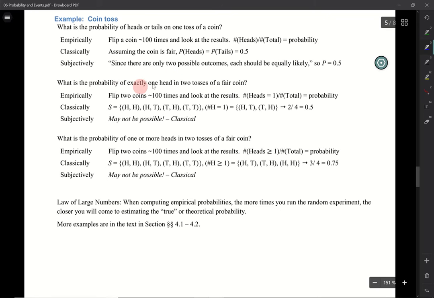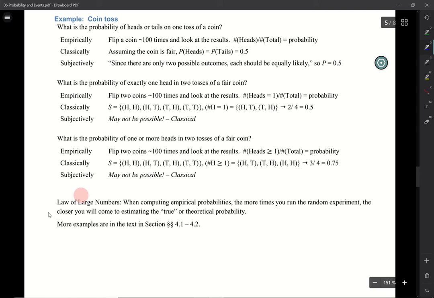What is the probability of exactly one head? It may not be possible to do it any way other than the classical way. So these are just some examples of us trying to get a number, a fractional probability, either the empirical way, the classical way from analysis, or, if it's more complicated, you just have an opinion on what it might be.